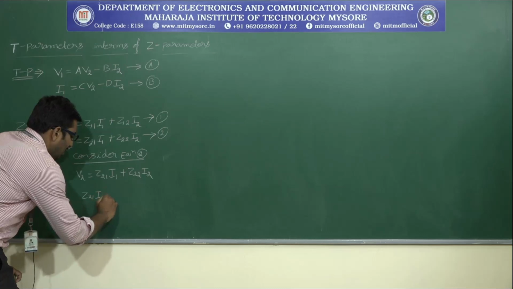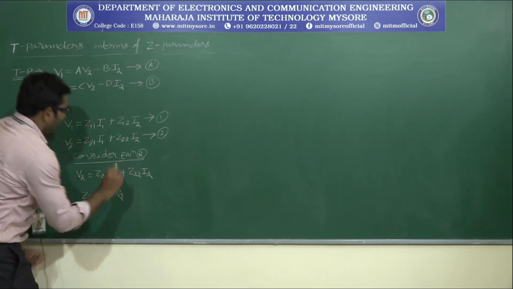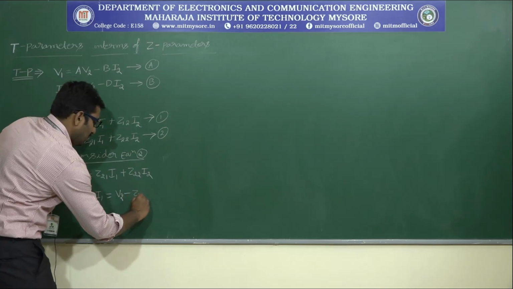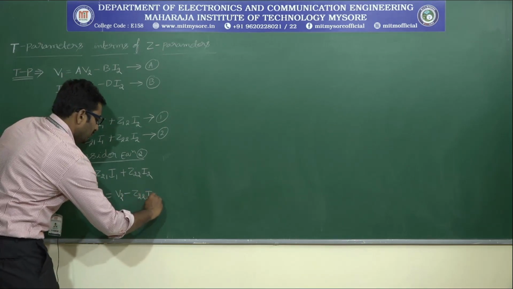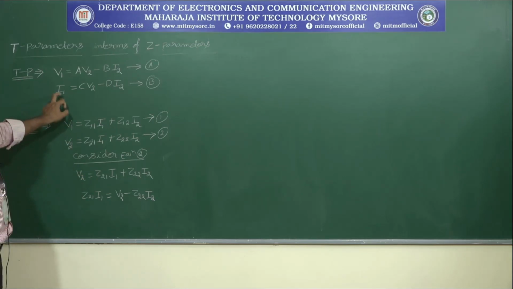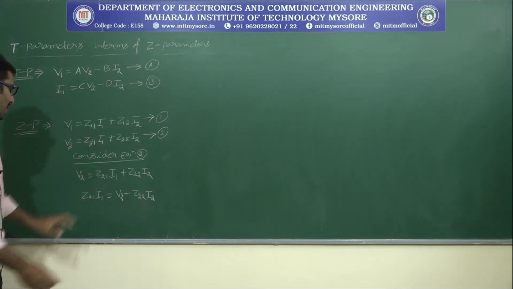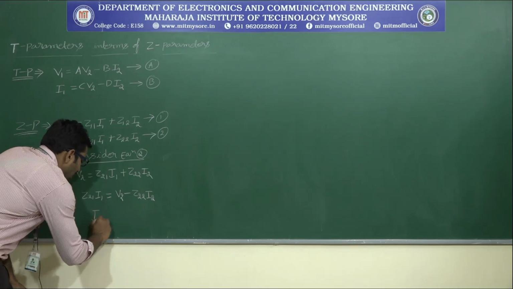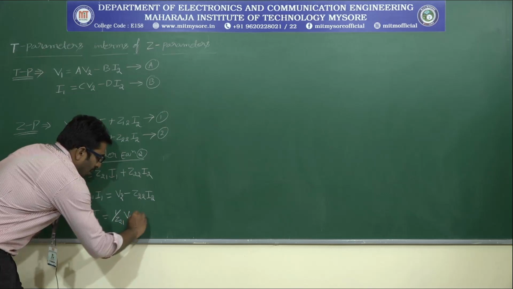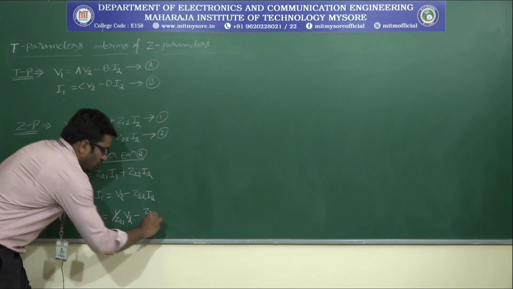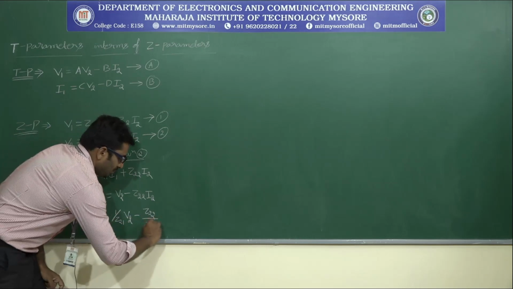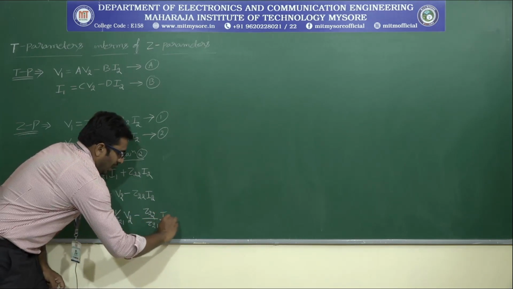Z21 I1 is equal to V2 minus Z22 I2. Is it clear? So we are getting an expression for I1, right? Yes, fine. Now I1 is equal to 1 by Z21 V2 minus Z22 divided by Z21 into I2.